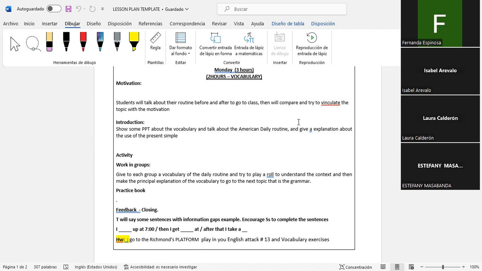to the Richmond platform, from Santillana. That is a game platform to learn vocabulary. For homework, you have them practice the games, make screenshots and send them in a document, or print it or paste it in their notebooks, to know that they made use of the platform. The teacher will say some sentences with information gaps. That is the fifth.